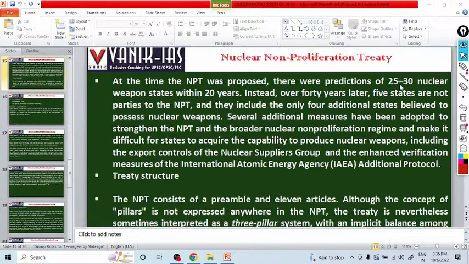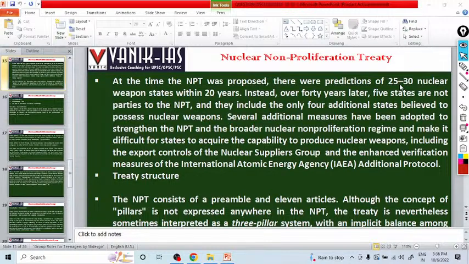At the time the NPT was proposed, there were predictions of 25 to 30 nuclear weapon states within 20 years. So when the NPT was discussed, it was presumed that 25 to 30 countries would join the nuclear weapon race. Instead, over 40 years later, only 5 states are not party to the NPT, and they include the only 4 additional states believed to possess nuclear weapons.